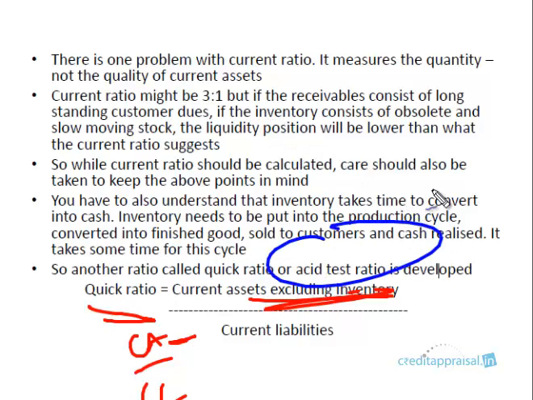This ratio ideally is preferred to be 1:1. At least it should be 1:1, or greater than 1:1. The current ratio, we already discussed, should be 1.33 depending on the bank guidelines. For the acid test ratio, the benchmark is 1:1.